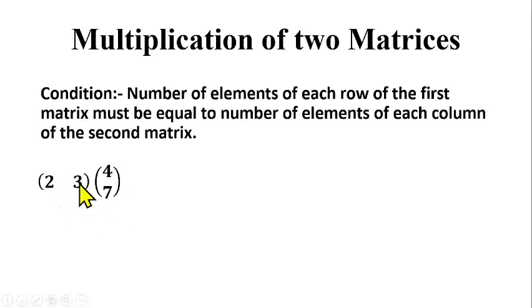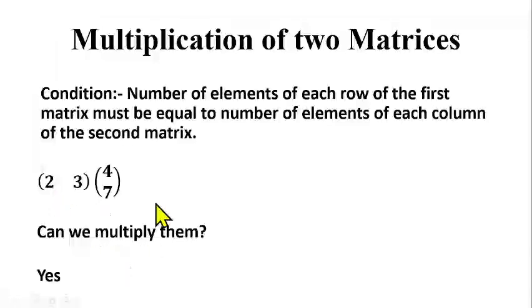For the first matrix, it has 2 elements in the row. So 2 elements in the row, 2 elements in the column. So that means we can multiply these matrices out. Can we multiply them out? Yes, because it satisfies this condition: the number of elements in the row must be equal to the number of elements in each column. This one has only one column, but the number of elements there is 2. The number of elements in the row here is 2. So that means they can multiply out.